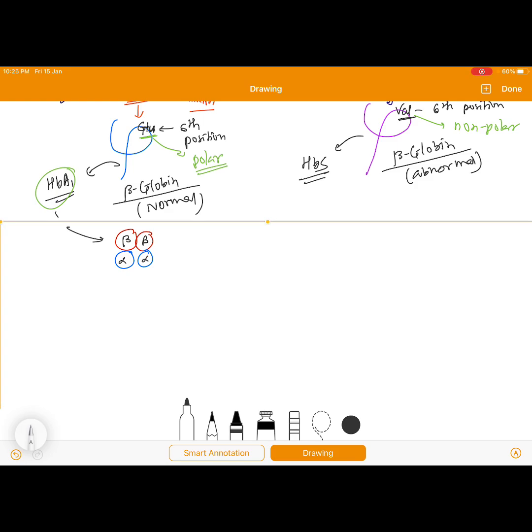Now, these beta globins have glutamate at the 6th position. So, due to glutamate, which is a polar amino acid, some negative charges will be developed. One negative charge in this beta due to glutamic acid, and another negative charge on this beta due to glutamic acid. However, if you consider the HbS structure, what is the HbS structure?